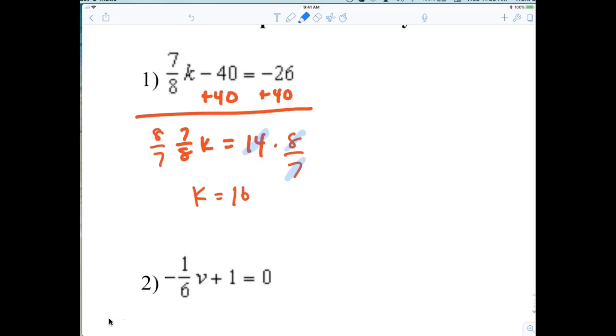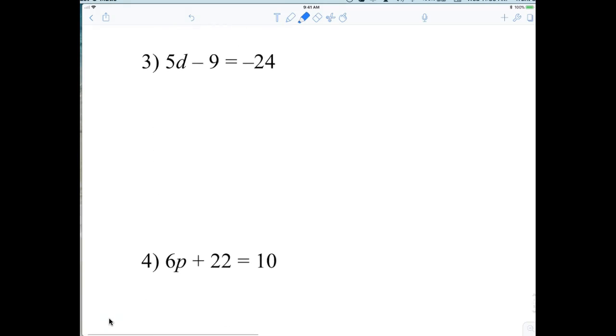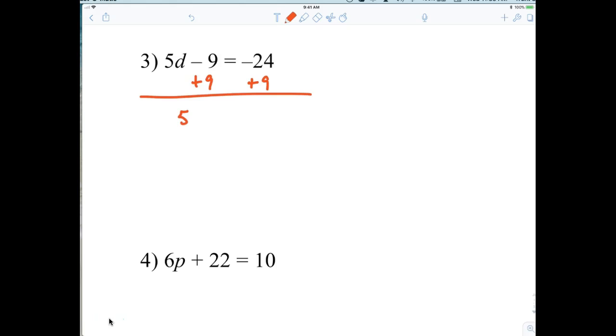As soon as you get your Google Classroom back up, just go ahead and join me as quickly as you can. Now, looking up for number 3. Here we go. What am I going to do first on number 3? Plus 9. So 5d is equal to negative 15. Yes, that's exactly how I want you to say it.